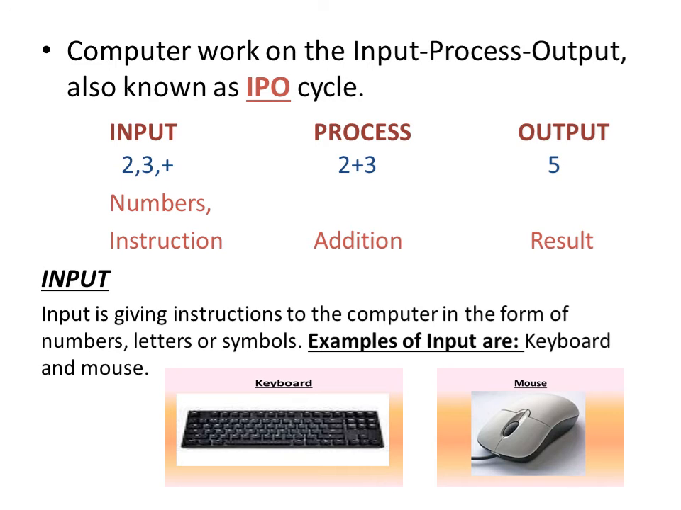Now let us find out how a computer works. A computer works on the input process output, also known as IPO cycle. What is IPO? I means input, P means process, O means output. So it is also called IPO cycle. You can see here the example.